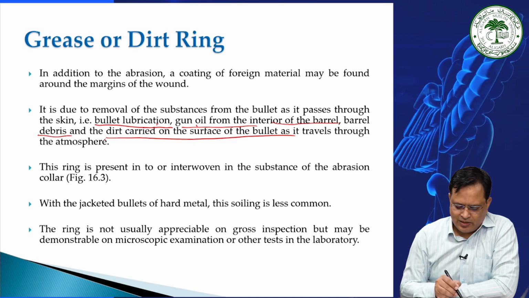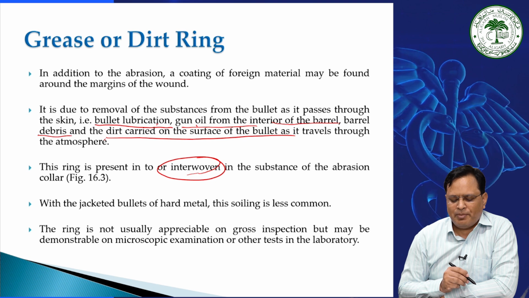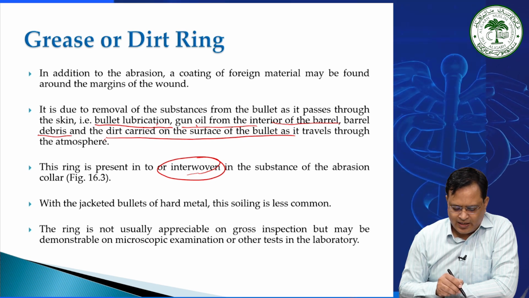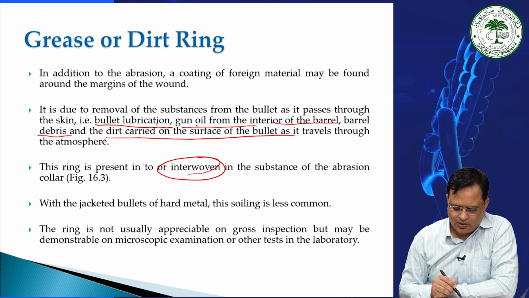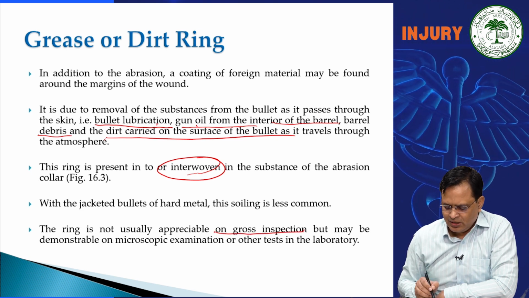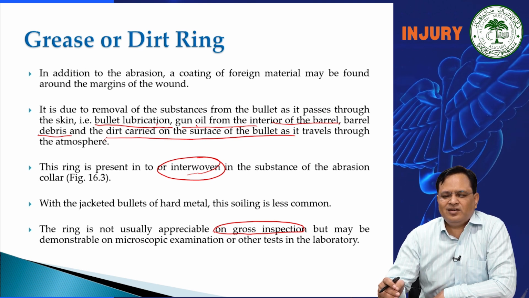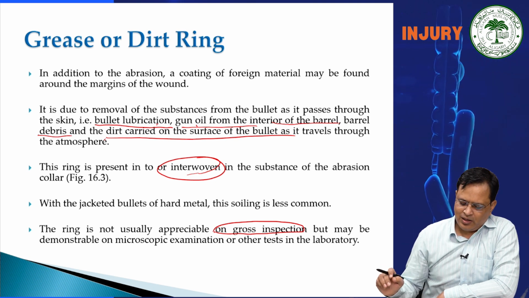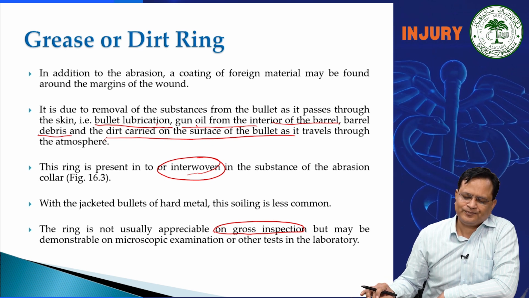It travels through the atmosphere, and from the atmosphere it can gather dust, and the ring is interwoven with the abrasion. With a jacketed bullet, of hard metal, the swelling is less common. The ring is not usually appreciable on gross inspection. It means generally the grease or dirt collar is mixed with the abrasion or bruise collar, so we have to examine it in the laboratory.